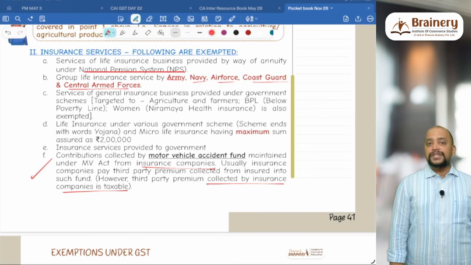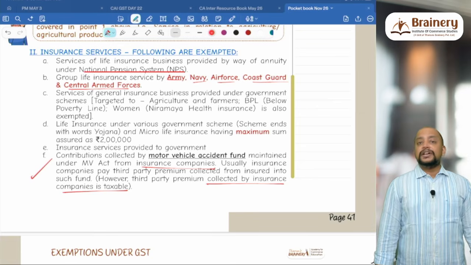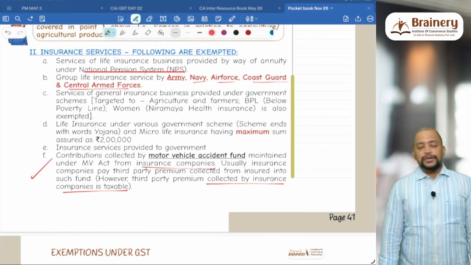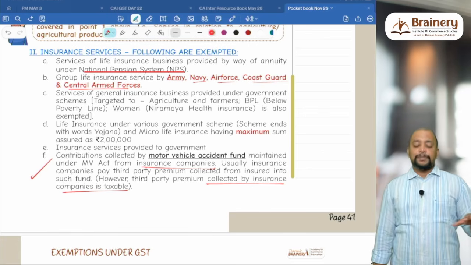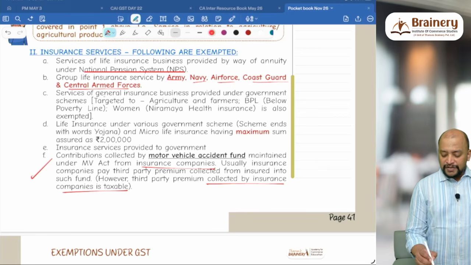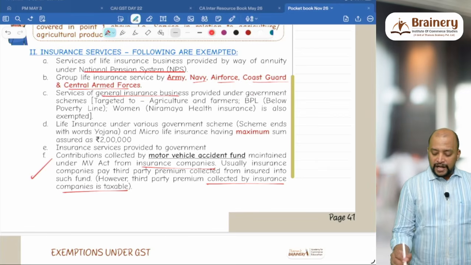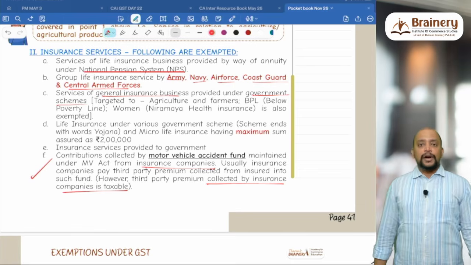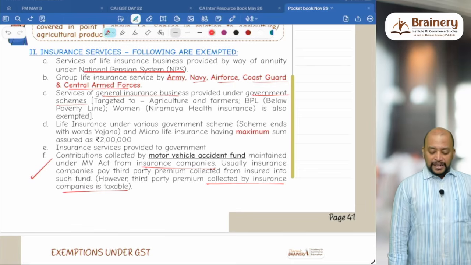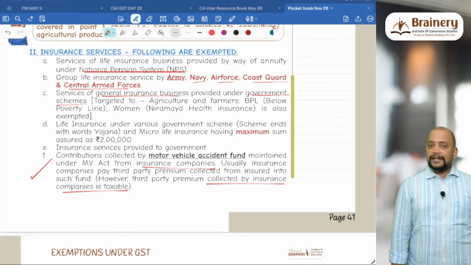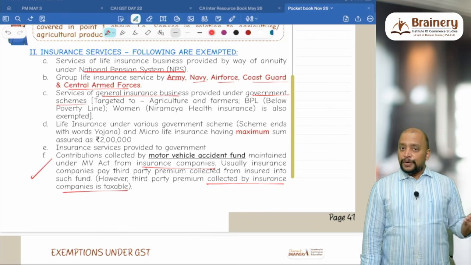Then when it comes to C point, there are some general insurance services which are provided by the government or any private insurance company, but that scheme should be notified by government. So there is an insurance company which is providing general insurance services, but those schemes are notified by government. Government notified schemes targeted to agriculture and farmers, below poverty line and women. Nirmaya health insurance, you need to remember, is also exempted. So these are the notified schemes.